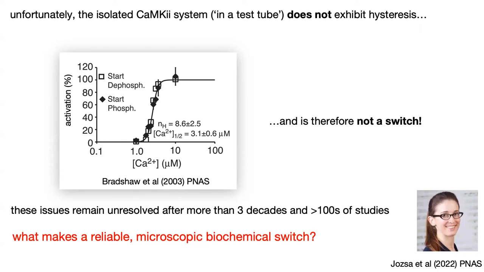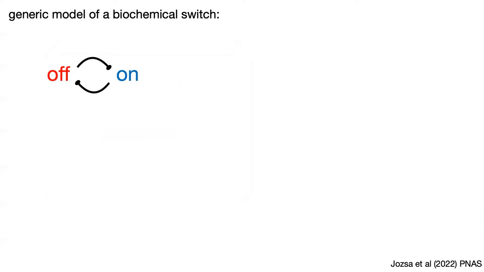And we went back to basics and we asked, okay, what makes a reliable microscopic biochemical switch? We brought things right back to basics, forget specific molecules and so on. We're just going to think in generality. So let's start with this conceptual idea that there are two states, an on state and an off state. And let's cook up some generic biochemical model of such a switch.